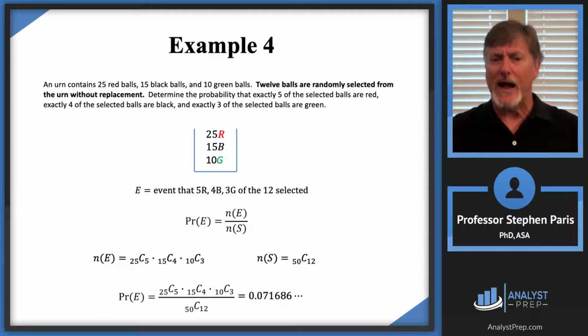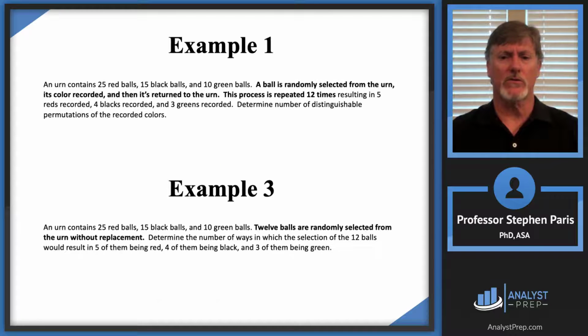Okay, so I used a little bit different technique in example 4 than I did in example 2. Both were calculating probabilities. I used a little bit different technique, and so let's look at those two situations. Both of them relied on being able to do a counting argument first. So let's look at example 1 and example 3 first. I've highlighted or put in bold the differences here.